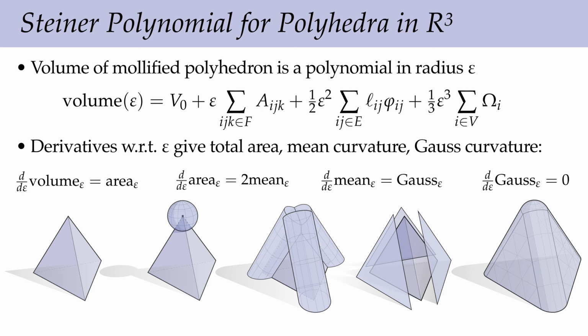Why, by the way, do we get to the end there? Why is the derivative of Gauss curvature with respect to epsilon 0? Well, again, because Gauss curvature is a topological invariant. It doesn't matter if we change the geometry of the surface, the Gauss curvature is not changing. But this is really the Steiner view. It's saying, do you want to get your hands on all the quantities associated with a surface? Well, just start with the volume and start taking derivatives.